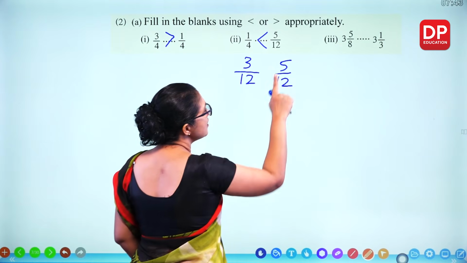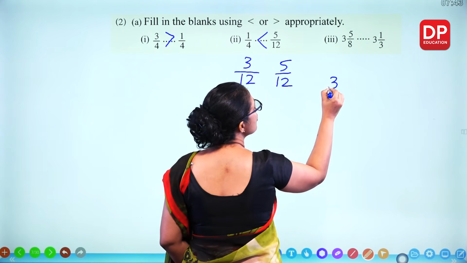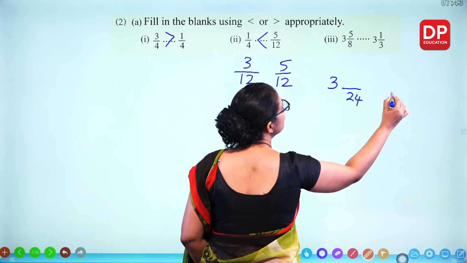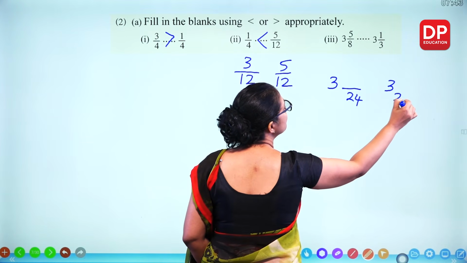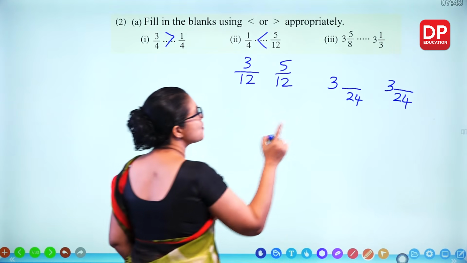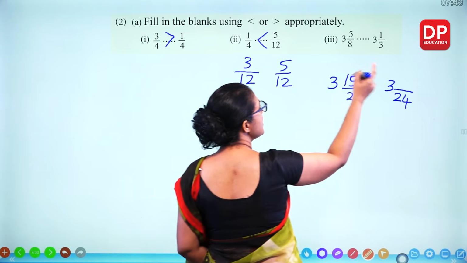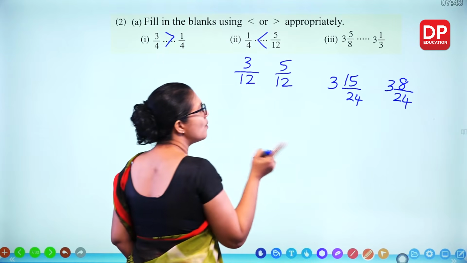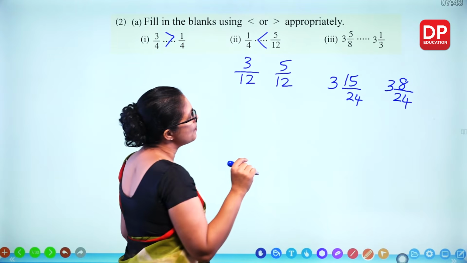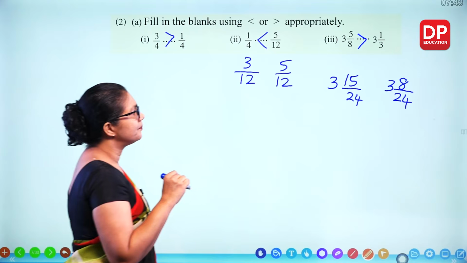Look at this one, same whole number. So you have to compare the fractions. 8 and 3 you can convert to 24. Three times 8, 3 times 5, 15. Here 8 times 3, 24, 8 times 1, 8. Now you can compare 15 and 8. Which one is bigger? 15 is bigger. So the sign goes this way.